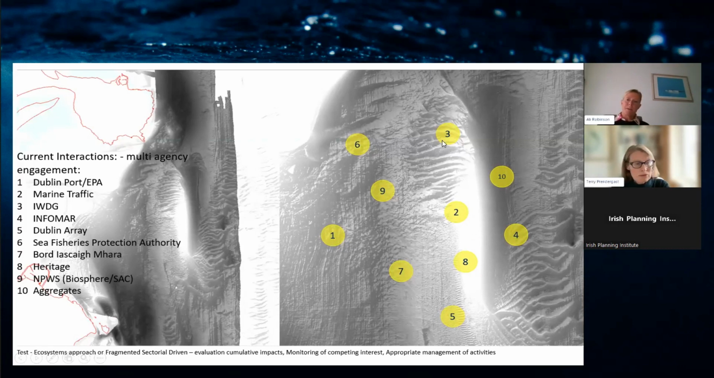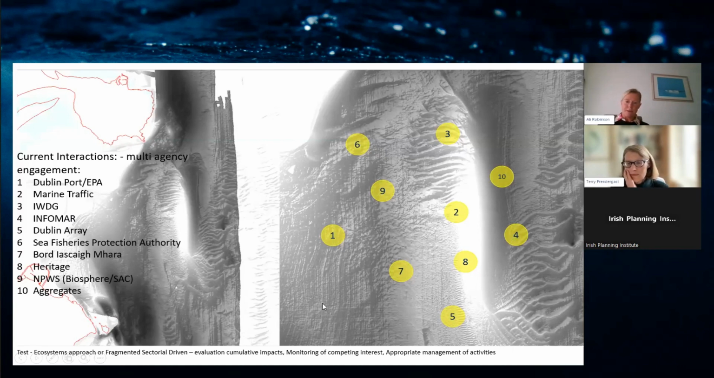Number 3 here is the Irish Whale and Dolphin Group, and they carried out the mammal monitoring program when the dumping at sea was occurring last year between October and December. They recorded over 214 species sightings in that very brief time, which is incredible to think of, that high level of species sightings. Infomar, I mentioned already, critical stakeholders in seabed mapping.